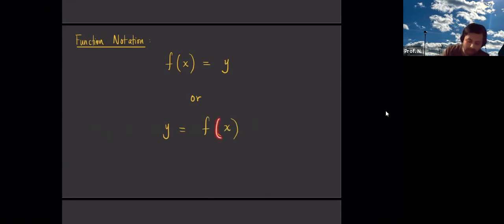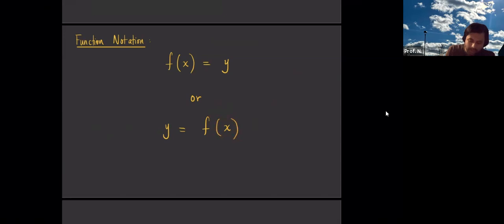These parentheses are not multiplication. You know how we normally have something like 3x plus 2 and there's a 5 in front, and then we distribute because there's this multiplicative property associated with that. These parentheses are not that kind. We're not going to be distributing the f into the x. That doesn't make sense in this case.